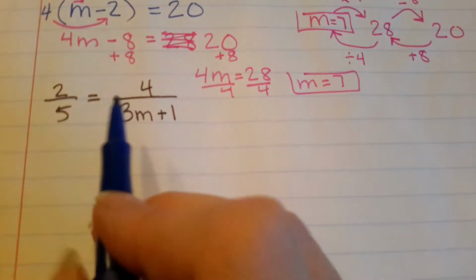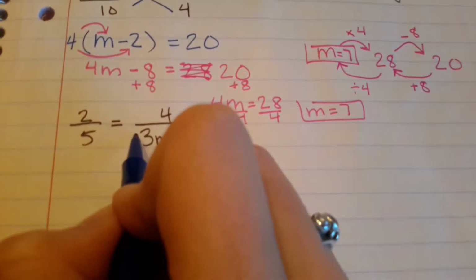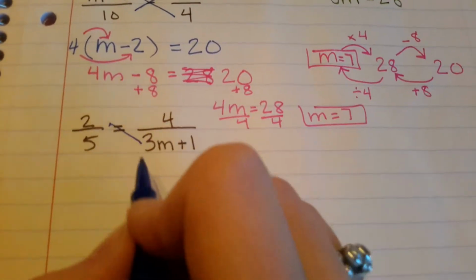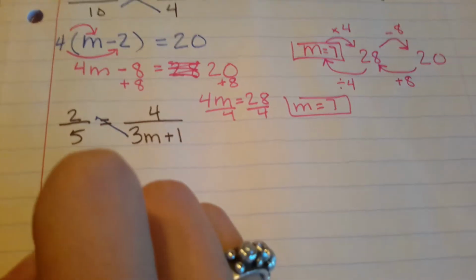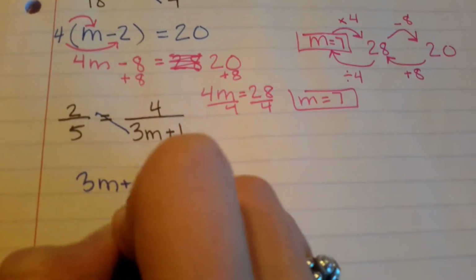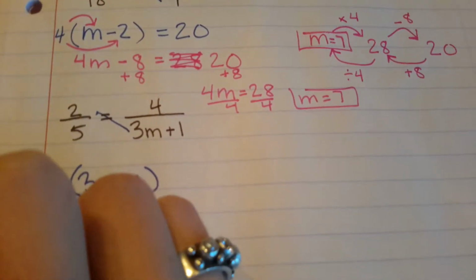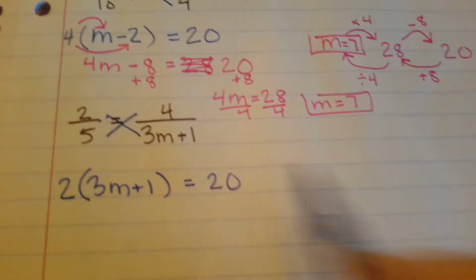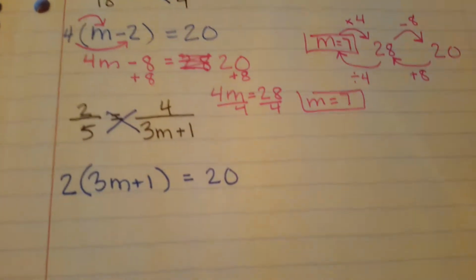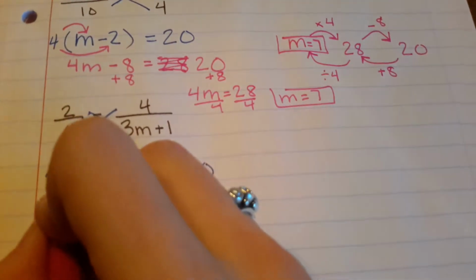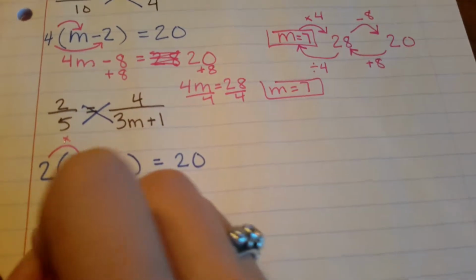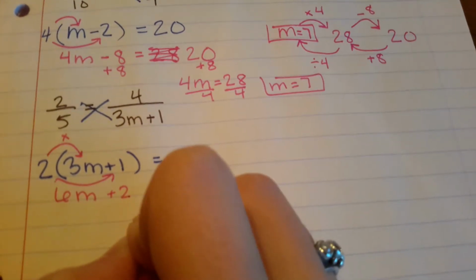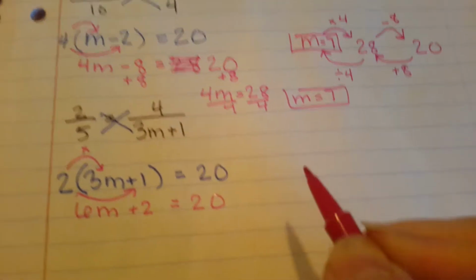We're going to cross multiply. I always start with my variable first, so 3m plus 1 times 2. But we want to make sure we multiply this whole bottom portion by 2. So 3m plus 1 goes in parentheses. We're multiplying that whole piece by 2. And cross multiply the other side. 5 times 4 is 20. And again, we're going to distribute. 2 times 3m, 6m, 2 times 1 plus 2 equals 20.